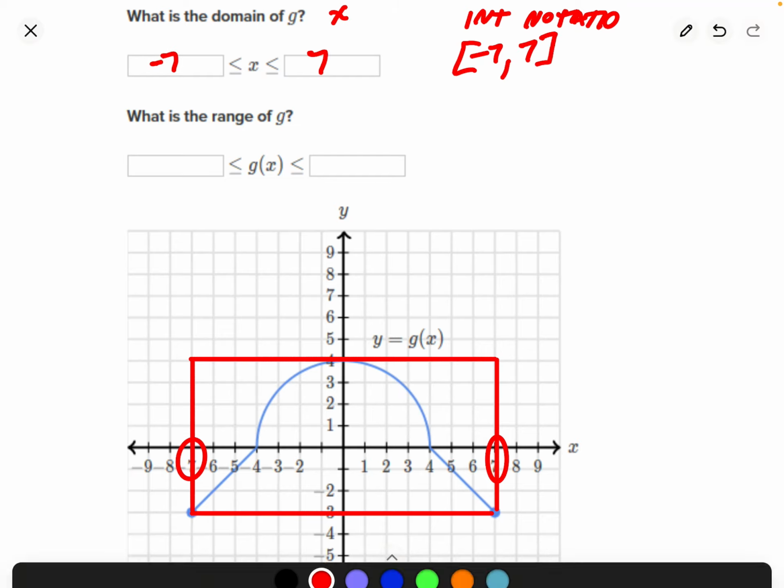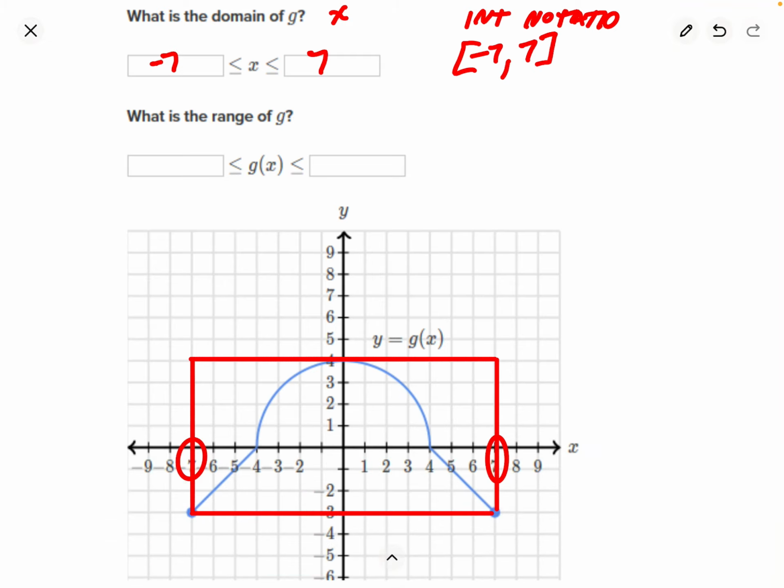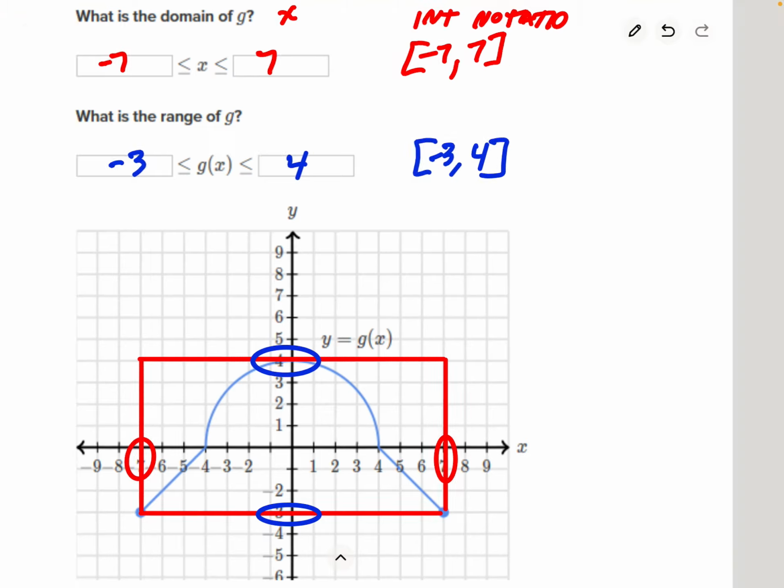Okay? Now, for the range, we're just going to read the y values. So the range would go from a -3, that's the y value, to a +4. So I would say the range is a -3 to a +4. Interval notation is going to be a -3 to a +4, close brackets. Okay, that's it. Now, let's do another example.